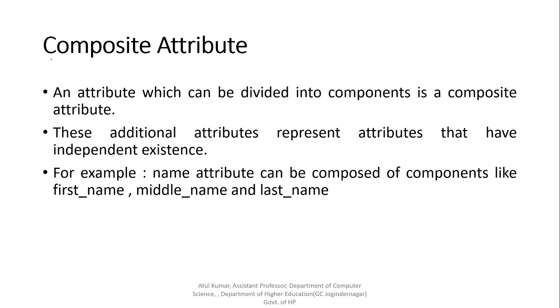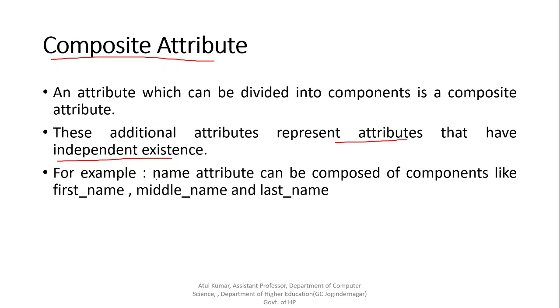Next we have the composite attribute. The attribute which can be divided into components is called a composite attribute. The additional attributes that are formed by division represent attributes that have independent existence. So the attribute we divide into a group of attributes, and those additional attributes have independent existence.